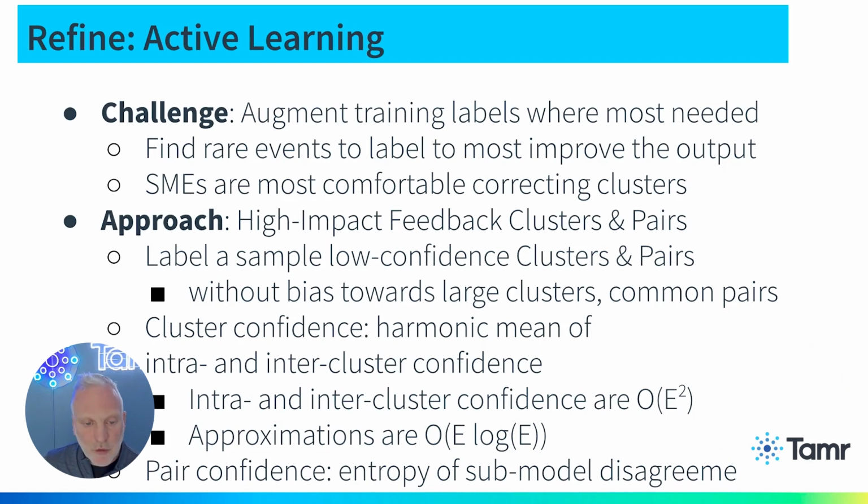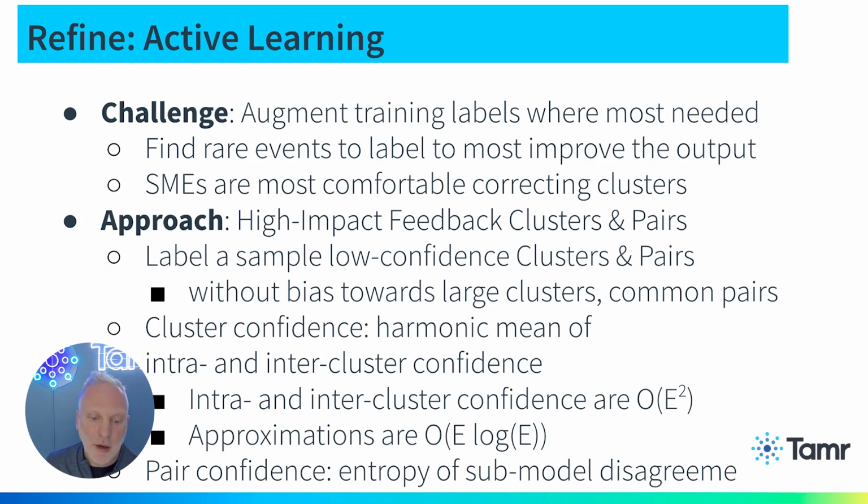The way we do this, our approach, is to label a sample of low confidence clusters and pairs without bias towards large clusters and without bias towards common pairs. And then we compute cluster confidence as the harmonic mean of intra and intercluster confidence. So cluster confidence we introduced in part 3 of the talk, which is 1 minus the entropy of the probability of match. And we can combine intra-cluster confidence and intercluster confidence into a single aggregate cluster confidence metric using the harmonic mean.